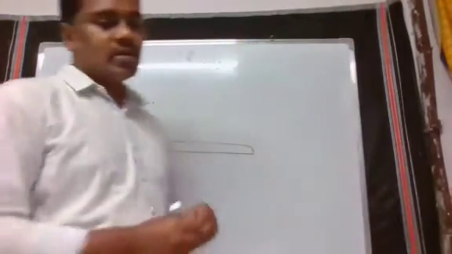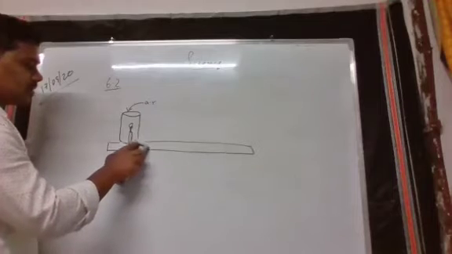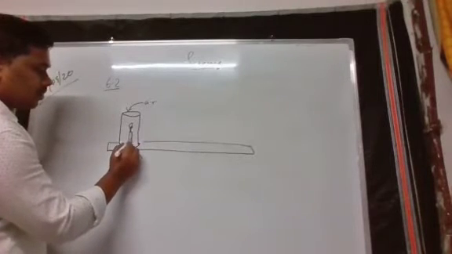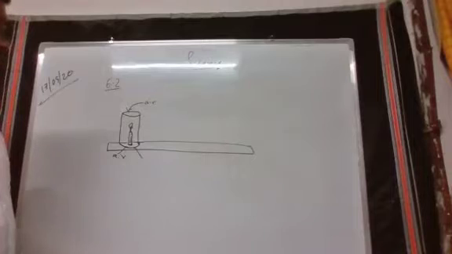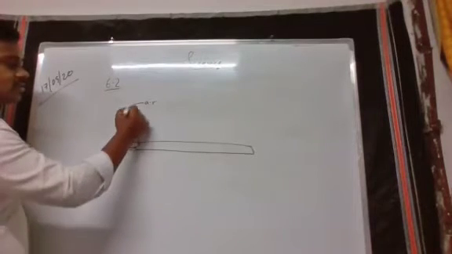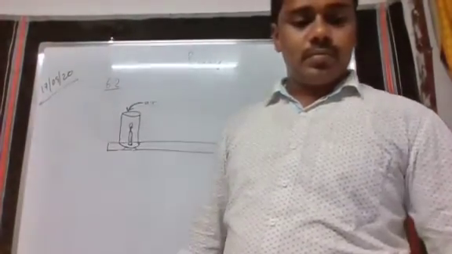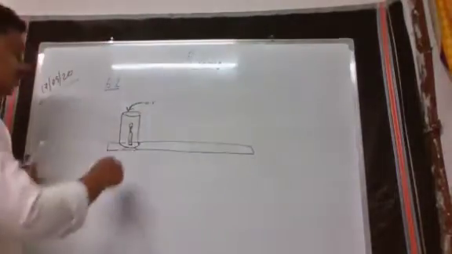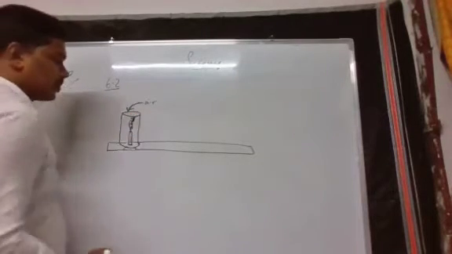Again, we are removing these wooden blocks, and we are resting the chimney on the table, and the candle is also placed on the table where the chimney is placed. Now, no air passage is there through the downside. Only air passage is through the upper side. What can we observe here? Some flickering sound will be heard and the flame will be producing more smoke also.